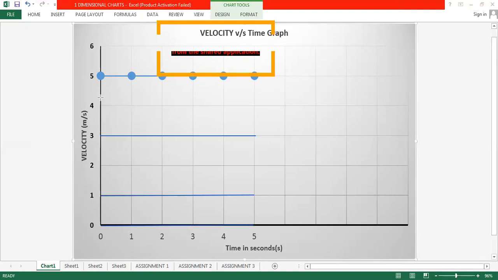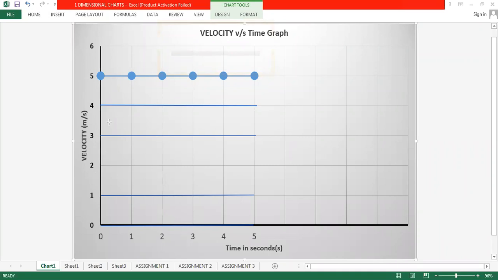Okay. But if you find a straight line parallel to the x-axis at 4, like this, then what does that indicate? That indicates that the object is moving with a uniform velocity. And what's the velocity? 4. So you look at the y coordinates to find out the magnitude of the velocity.